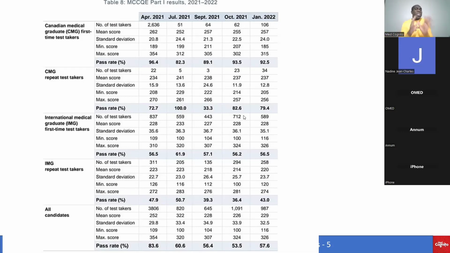So I just wanted to bring this so that we really know the reality. Out of every 2 IMGs you meet, 1 has failed the exam before. Meanwhile, the pass rate among CMGs is 96.4, 82.3 in July 2021. September 2021 was 89.1. October 2021 was 93.5. January 2022 was 92.5. We've not gotten the breakdown for the rest of the sessions in 2022. If I get it, I will let you have it.